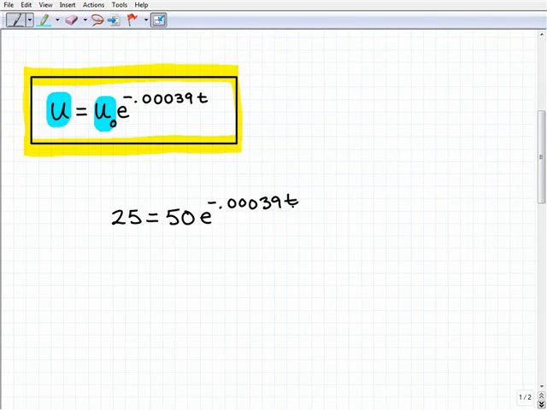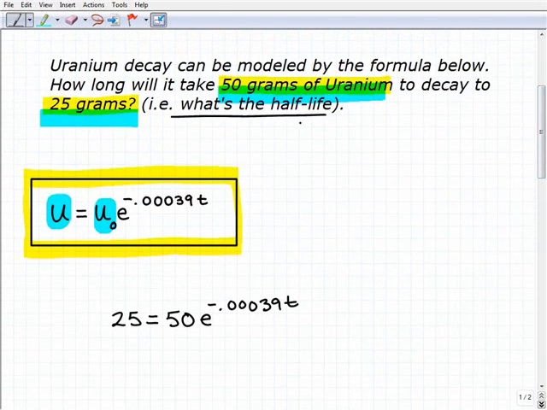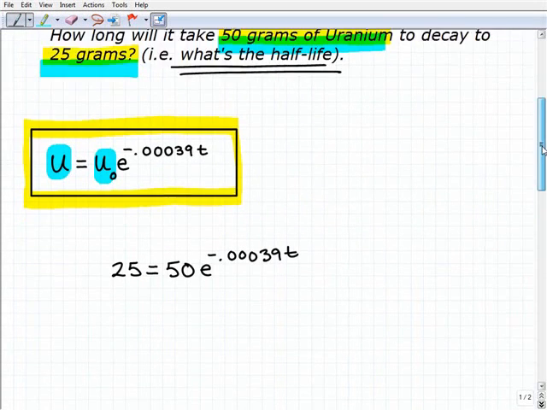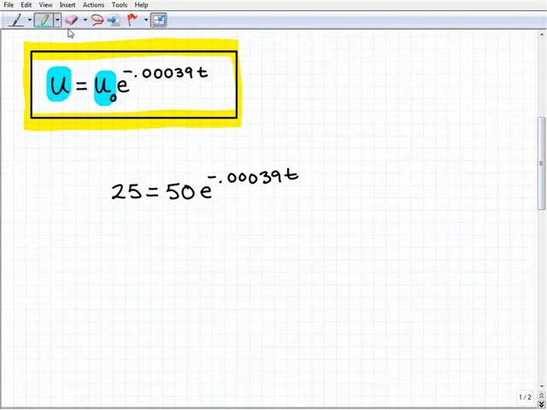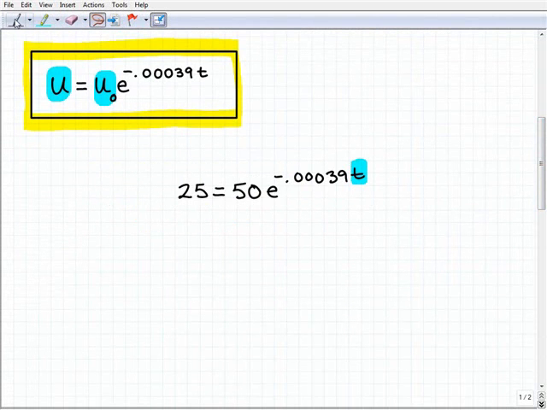The question is asking, how long will it take? So how many years? That's the half-life. You can see the unknown quantity in this problem is t, so we have to solve for t. We have a basic exponential equation, and everyone by now, hopefully, is comfortable with solving these. If you're not, go back and take a look at the lesson and practice that procedure in the other problems we've done.